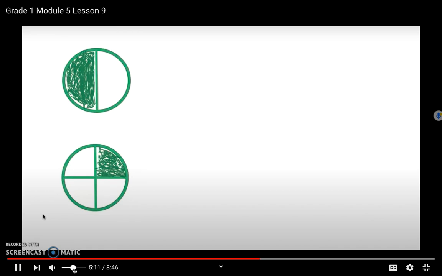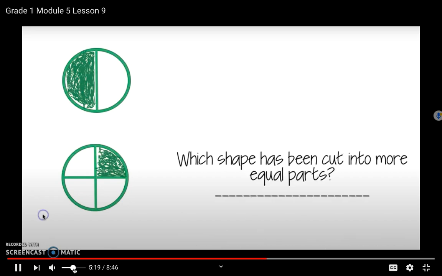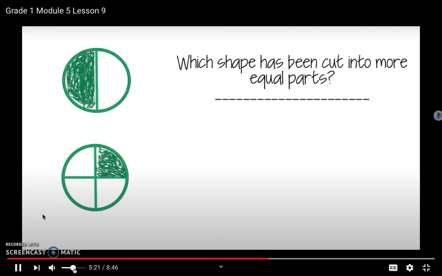So look closely. Which one's the half? Can you point to it? Good. And which one shows 1/4? Good. Perfecto. All right, let's read some good questions and see if we can answer them. Which shape has been cut into more equal parts? So which shape has more equal parts? The top shape or the bottom shape? Yeah, you're right. The one divided into quarters.